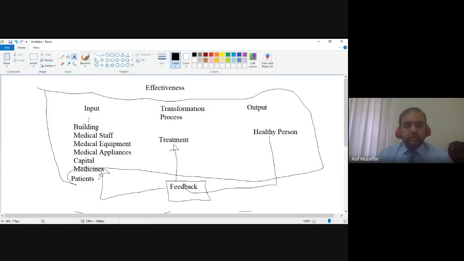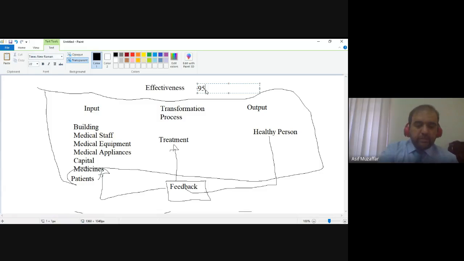Effectiveness for this hospital would be: what is the percentage of healthy persons? Let's say the effectiveness is 95%. What does it mean? It means 95% of the patients coming to the hospital are getting healthy. This means the hospital knows how to do the right thing. They know the process of checking the patient and the process of diagnosis.